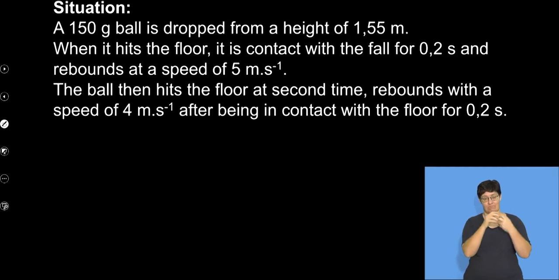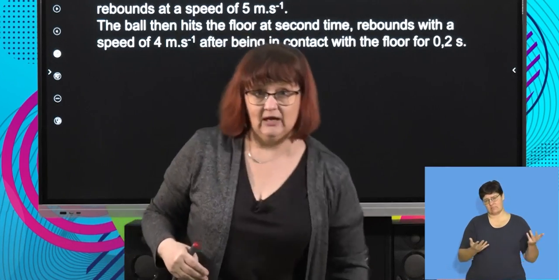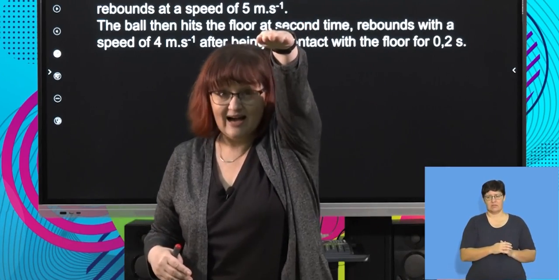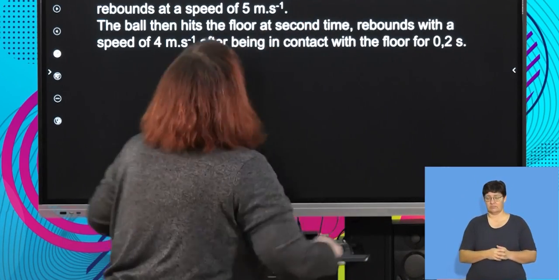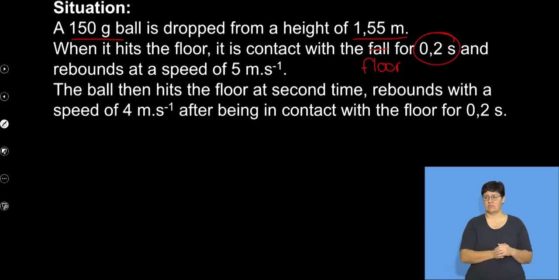So, here we go. I have a 150-gram ball, so it's not very big, dropped from a height of 1.55 meters. Now, I know you can't see from where you are sitting, but that's how tall I am, so I know it's dropped from about this height, just as a reference. It hits the floor, and is in contact with the floor, that should say floor, not fall, anyway, for 0.2 seconds, and rebounds, so it hits the floor, then bounces back up at 5 meters per second.